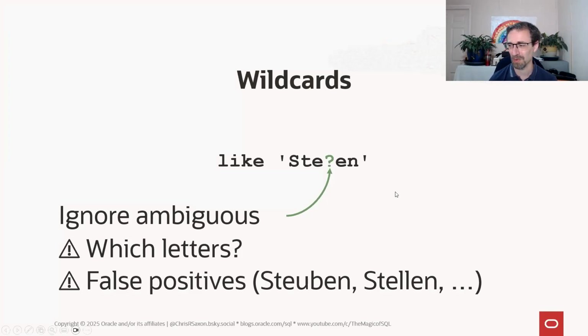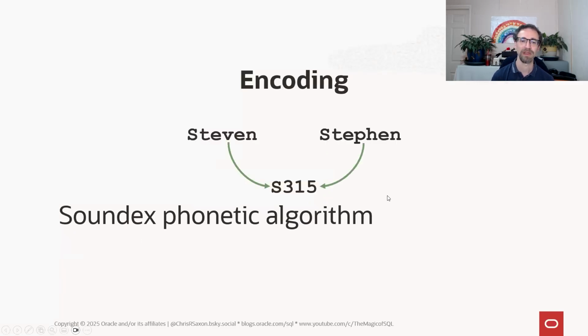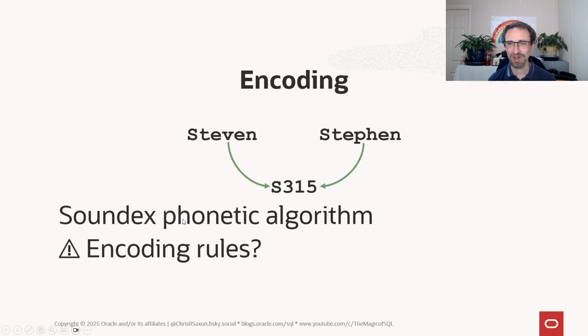So we'll look at using wildcards. Another approach we could take is to encode the strings. There's a very common algorithm called SOUNDEX. It's very old. I think it was first developed about 100 years ago, to help match names that sound similar but actually have different spellings. So we can map those and hopefully find things that sound the same. But the problem with this is, what are the rules for the encoding? How does SOUNDEX actually work? As we'll see, it's actually fairly simple rules and it misses a lot of potential matches.